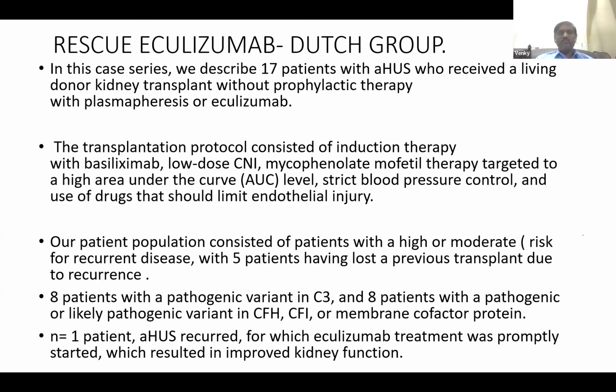In this group of patients, when they followed this transplantation protocol, they followed up for a very short period of just over a year. They found that only one patient had an atypical HUS recurrence, for which they gave eculizumab as a reactive therapy. So only when the HUS recurred did they give the eculizumab, which also promptly improved the renal function. But this study was over a very short period of time.